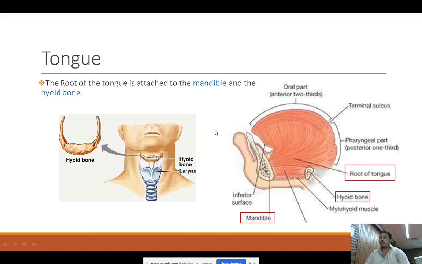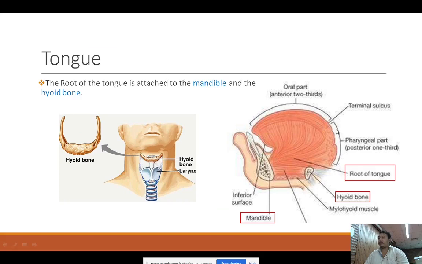The root of the tongue, as you know, is attached to the mandible and the hyoid bone. So this is a cross section of the mandible. Here is the mandible in the jaw. So this is attached to the mandible anteriorly and the hyoid bone posteriorly. And this whole tongue musculature is attached here. So this is the attachment of the tongue.